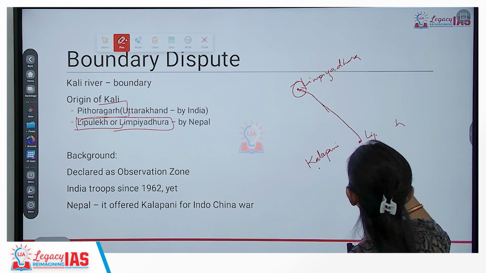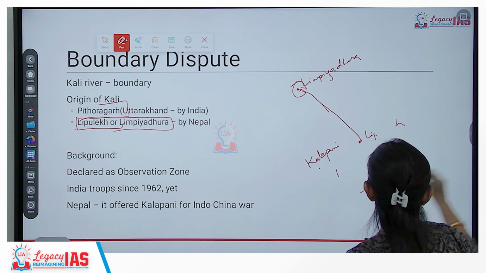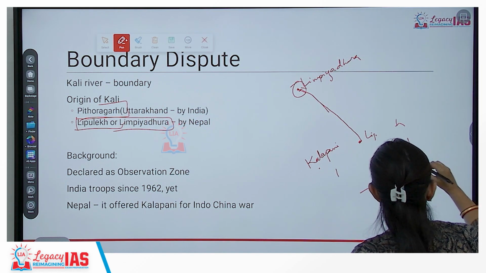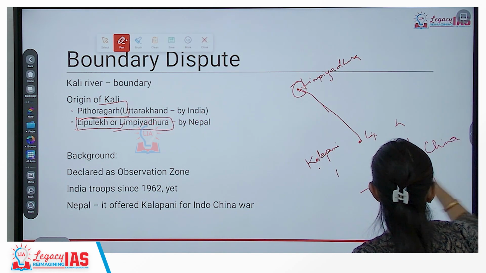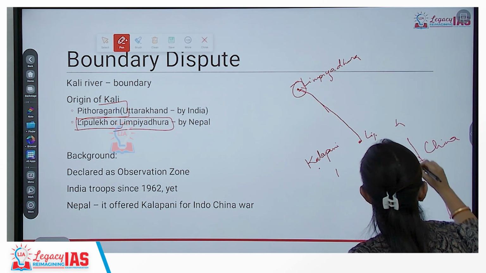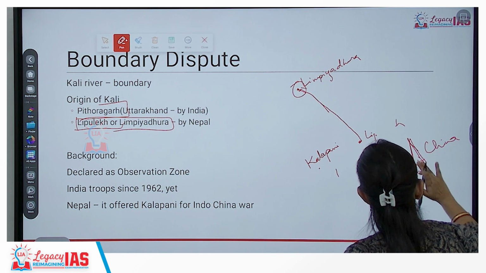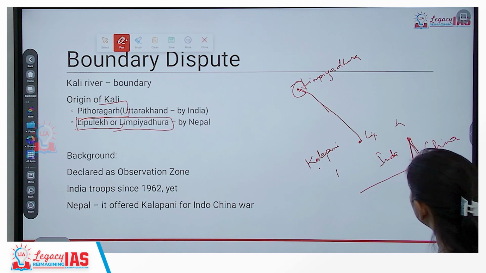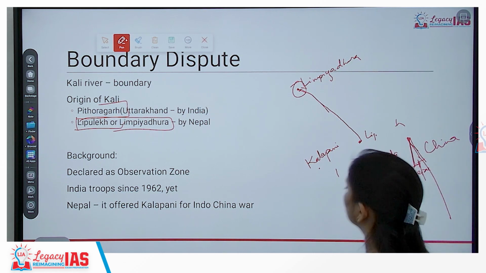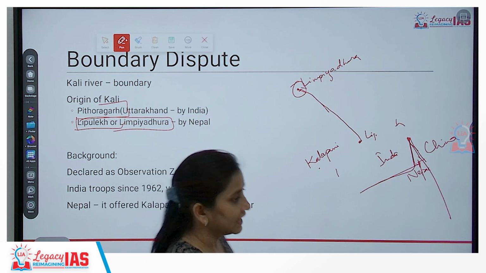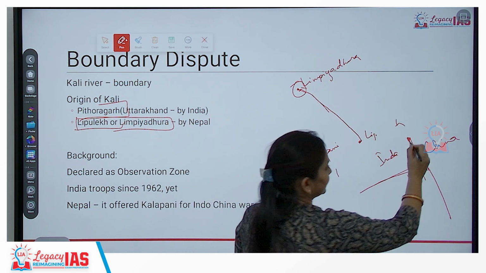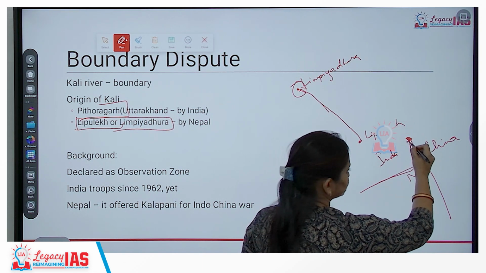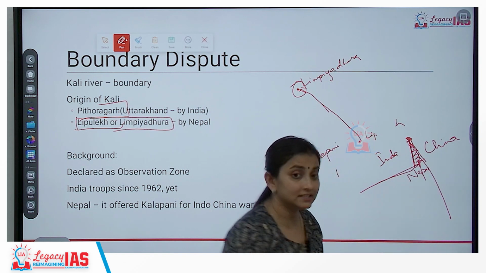So, we have Nepal like this. So, Nepal claims that this is also an extension of Nepal itself, okay? Because the origin of river Kali is here. So, and the river Kali flows like this. So, all of this territory will also be belonging to Nepal because as we discussed, anything that lies to the west of river Kali, because this is the origin claimed by Nepal, will also be belonging to Nepal. So, this entire territory is claimed by Nepal.